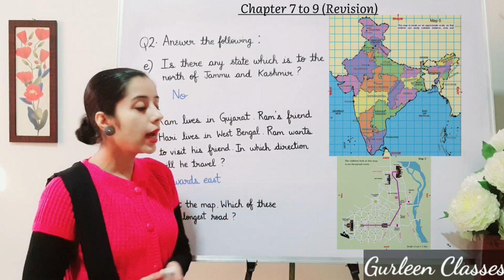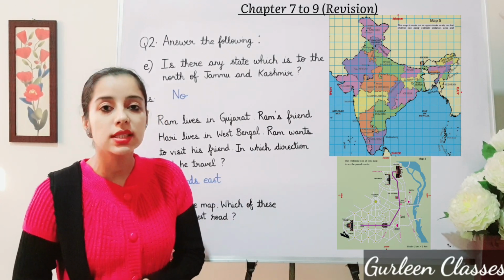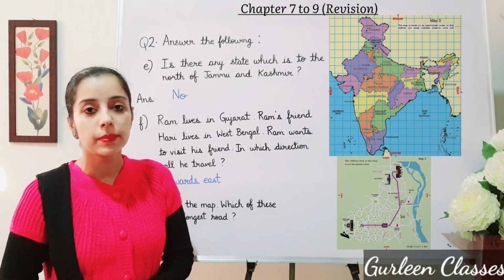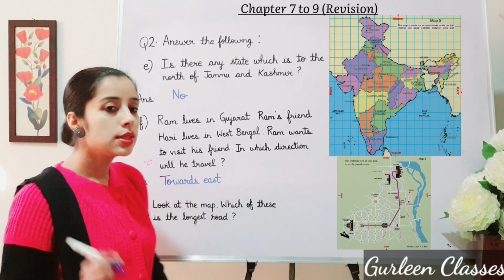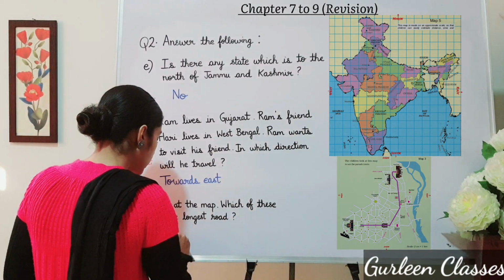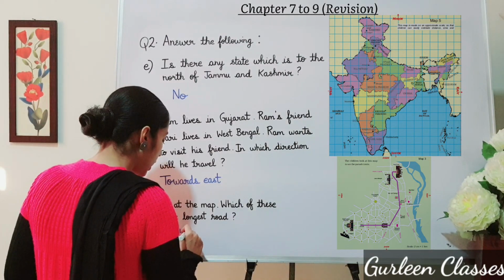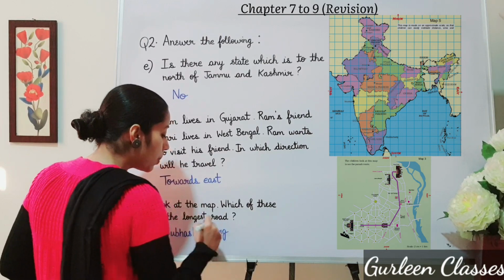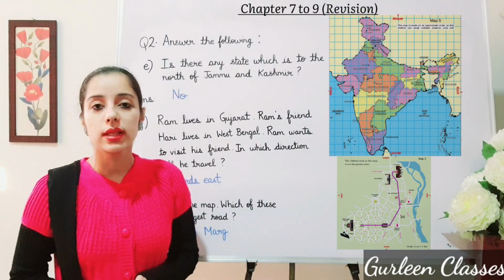So now look at the map and tell me which is the longest road. So you have different roads. Which is the longest one? Subhash Marg. So right here, S-U-B-H-A-S-H, Subhash Marg. Subhash Marg is the longest road in the map.